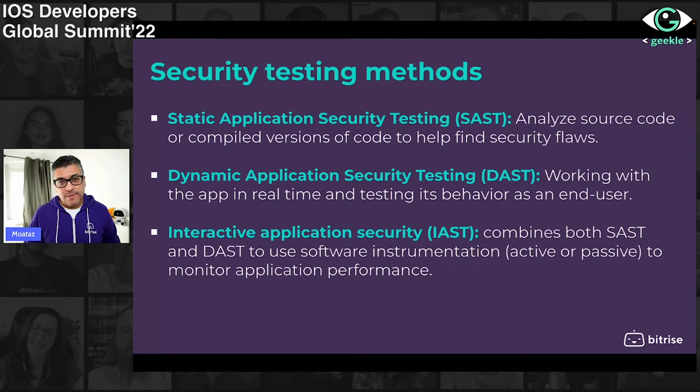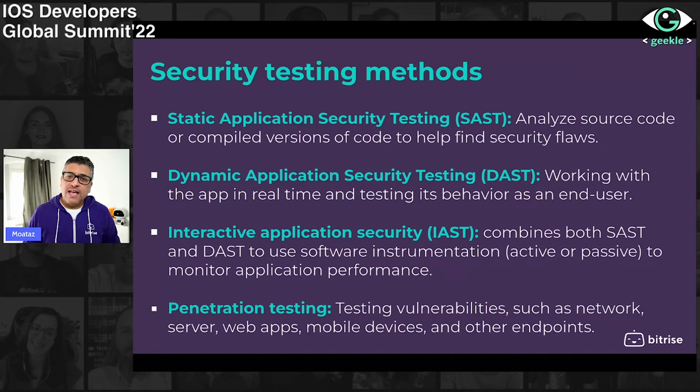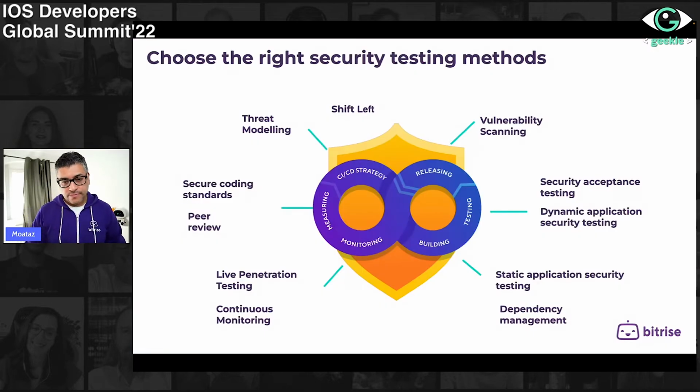Then we have interactive application security testing. It combines static analysis and dynamic analysis, using software instrumentation, active or passive, to monitor the application's performance. And penetration testing, which tests vulnerabilities in networks, servers, web applications, mobile devices, and other endpoints. These are the security testing methods.